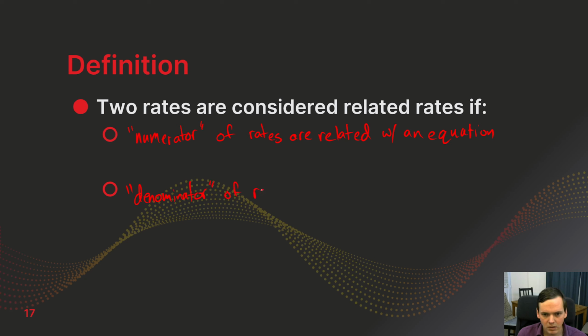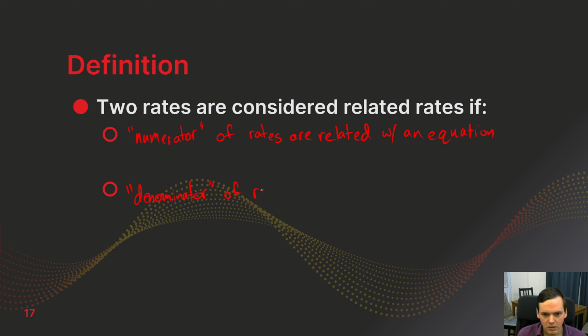The easier way to think about it, perhaps, is to imagine you have an equation that relates two quantities, and then you take the derivative of that equation with respect to time, or with respect to something else. All the rates that show up in that equation are now related rates. So here's an example problem.